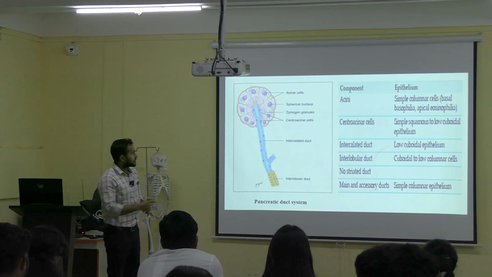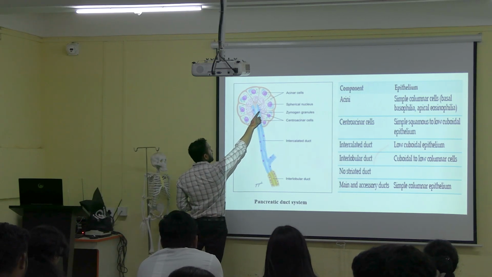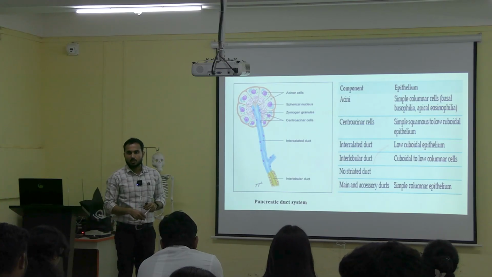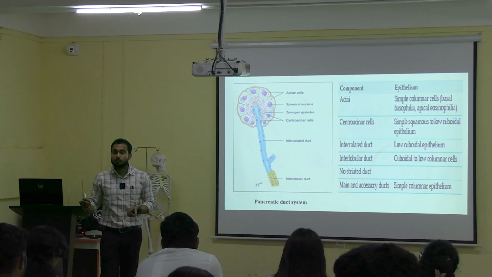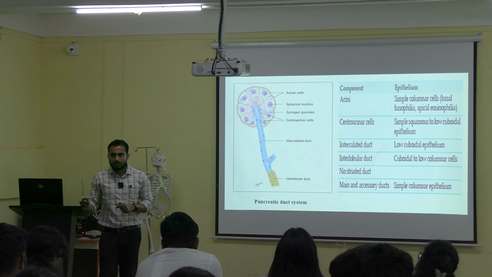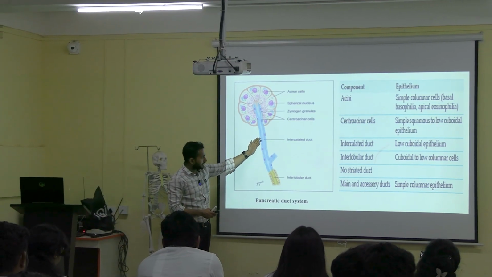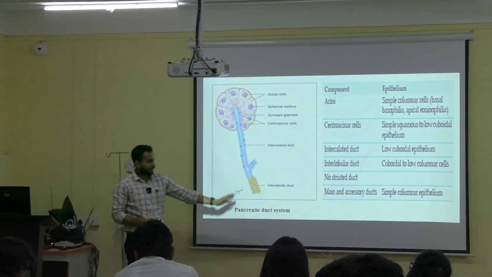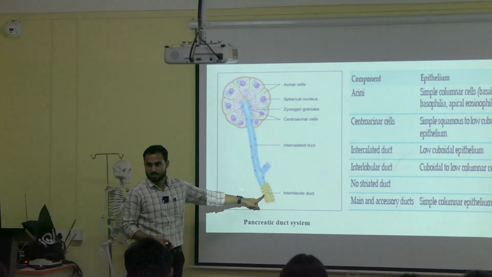Okay. Next, the cells which are present over here, these are the centroacinar cells. Now, what is the lining epithelium in case of the centroacinar cell? Simple squamous to low cuboidal. Okay. Now, gradually the intercalated duct, as you can see. After that, we are getting the interlobular duct, then the main and accessory pancreatic duct. Like this, as the duct becomes larger, you can see the lining epithelium changes.